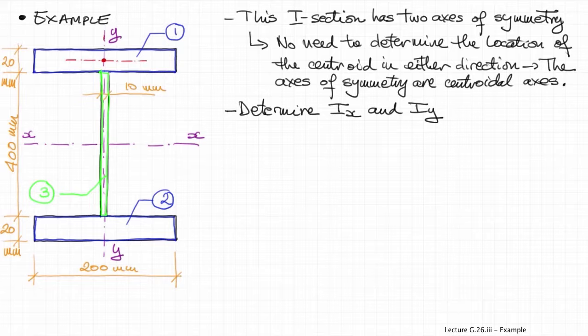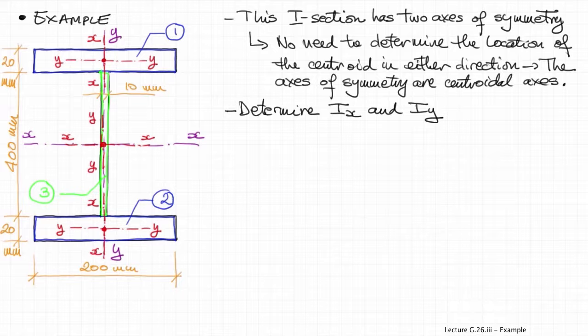Now, we will have to calculate the second moment of area about the local centroidal axes for each of these sections. So each of these three sections has its own centroid. So I'm drawing now their own local axes in red. And you may notice that because the flanges are rotated, the axes are also rotated.